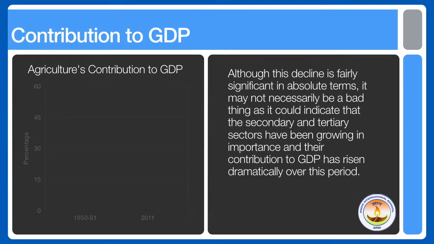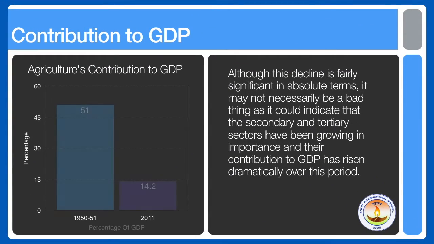As you can see by the graph on the left-hand side here, agriculture's contribution to GDP in 1950-51 was enormous. It was 51% of GDP. And as a result of this graph, it looks as though it has fallen off drastically because now it's only worth 14.2% of the GDP. But that's not necessarily true.